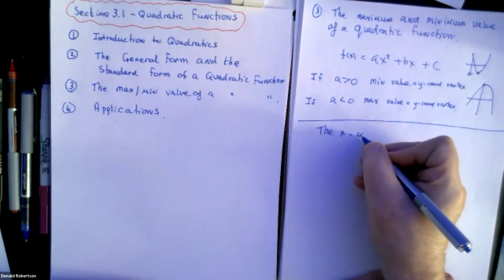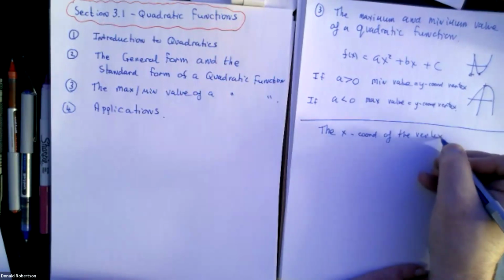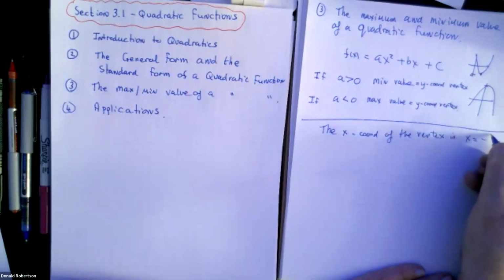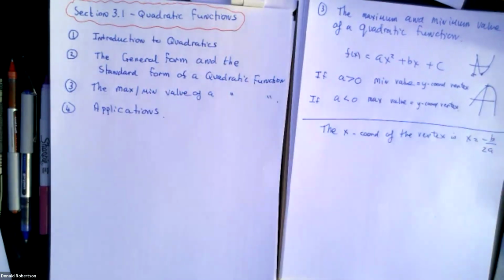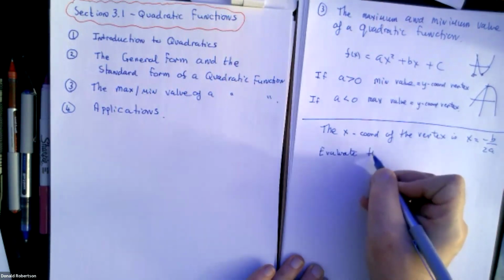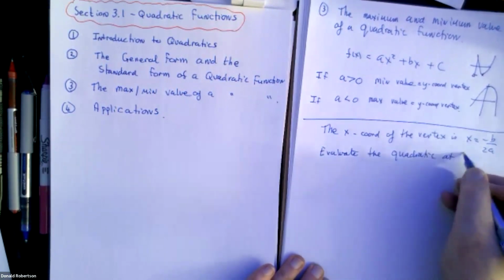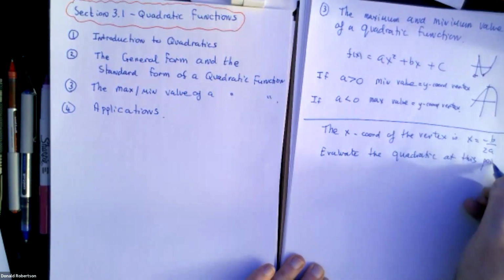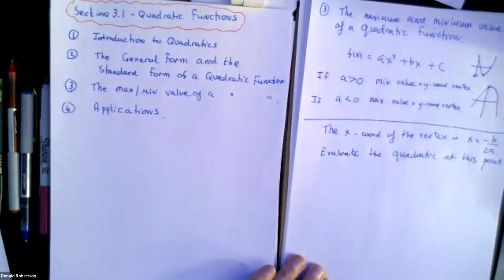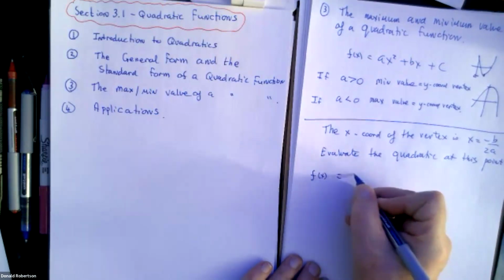The x coordinate of the vertex is negative b over 2a. And we're going to use that and evaluate the quadratic at this point. And when we evaluate the quadratic, we're going to find the y-coordinate at that point, and that's going to be our max or min. That's pretty much it. So let's jump right into an example.